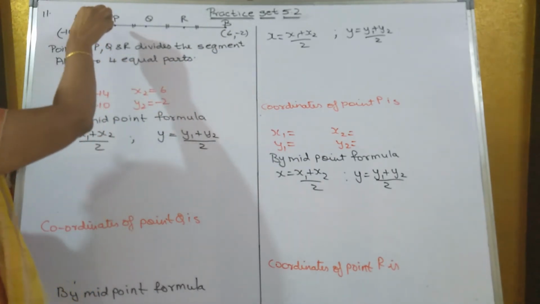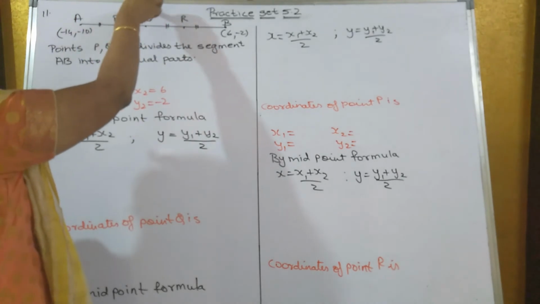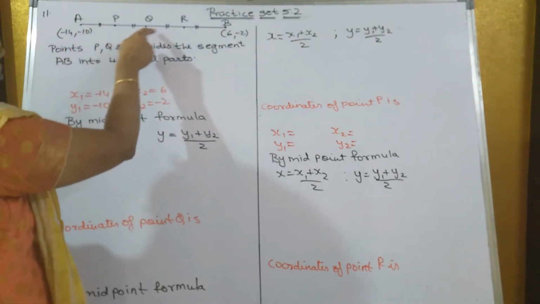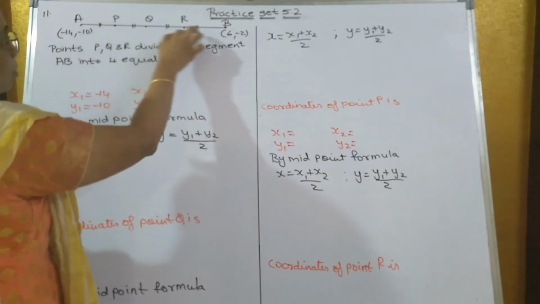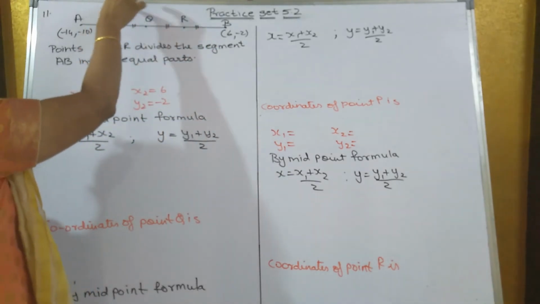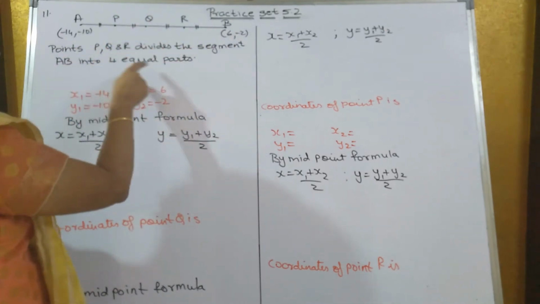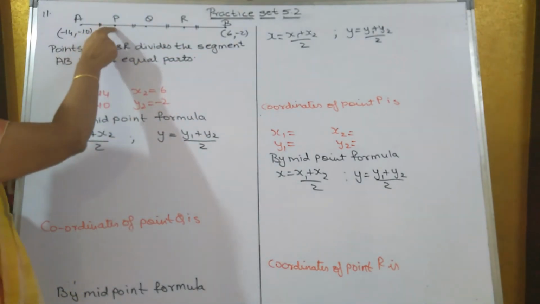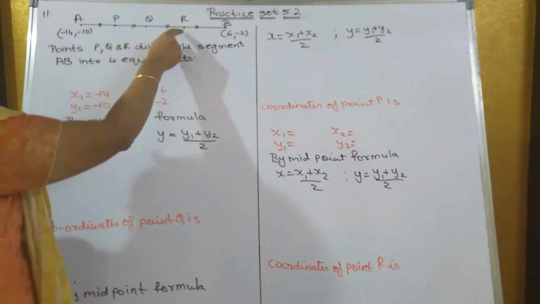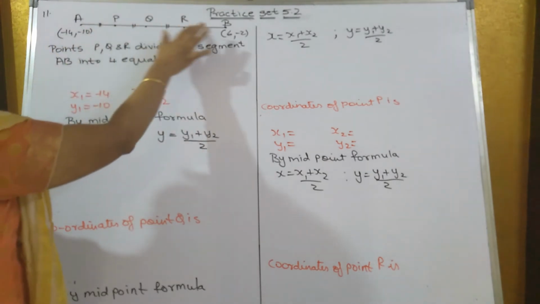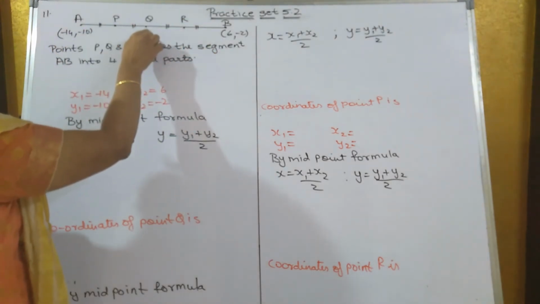Now let us take point P, Q and R divides the segment AB into 4 equal parts. 1, 2, 3, 4. तो ये 4 equal parts में divide करता है. Point P, point Q, point R. So points P, Q and R divides the segment AB into 4 equal parts. We have to find out the coordinates of P, Q and R. Now first point, now if you look at the segment AB, exactly in the middle point Q comes.